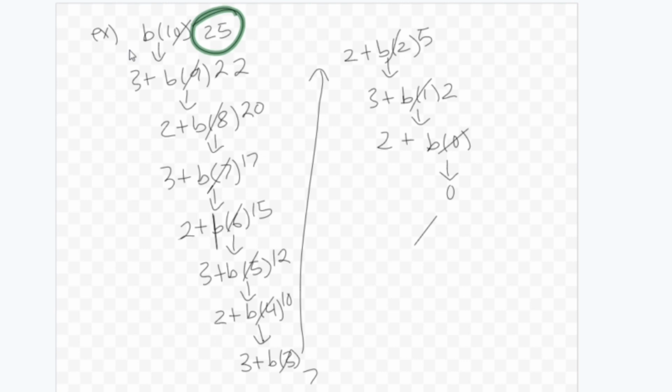So what this basically does is it goes all the way down to the base case, and then after it reaches its base case, it goes back up and returns that value. That is basically what it's doing.